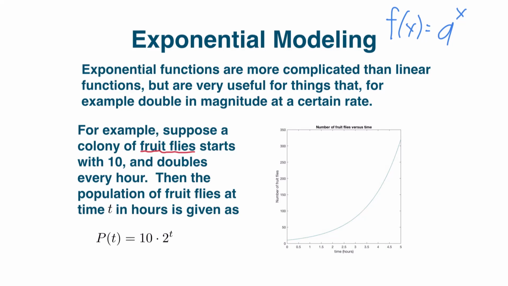Well, at time 0, I have 10. At time 1 hour, I've doubled to 20. At time 2 hours, I've doubled to 40. At time 3 hours, I've doubled to 80. Well, you can maybe see the pattern here. I have the following formula. P of t equals 10 times 2 to the t. Right? So 10 is referring to the starting amount, and the 2 to the t is referring to the doubling.